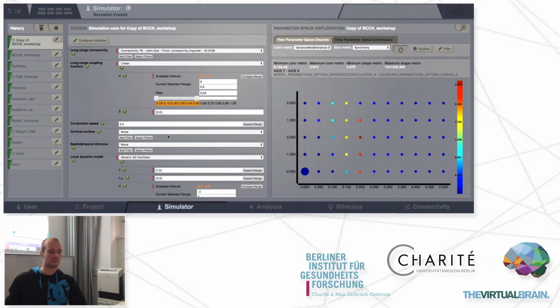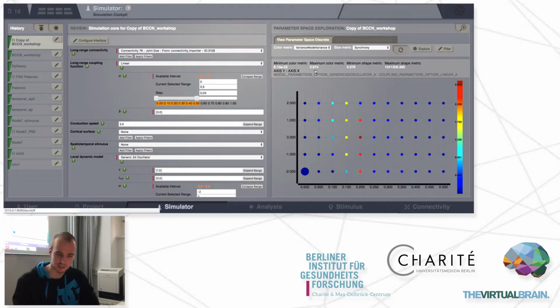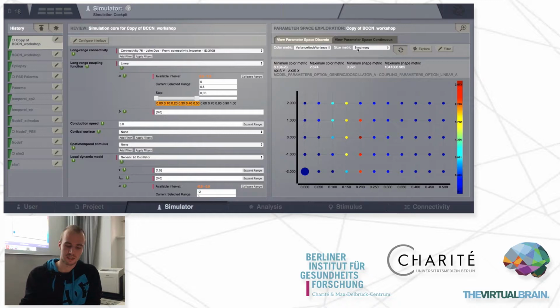So this is the result of your parameter exploration, right? We did a two-dimensional exploration, and one was this one here, the A of your local dynamic model, which we varied from -2 to 2 in steps of 1, so this axis. And down here you have the axis of your global coupling scaling factor. So for each possible parameter combination of these two, there's one simulation. And now there are two different metrics you can choose, one for the node size and the other for the color, which are written up here. So you can change between variance, synchrony, and so on.